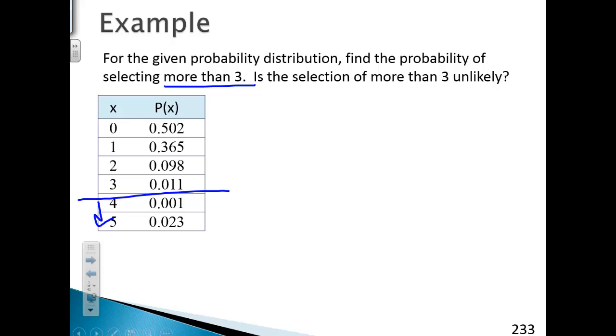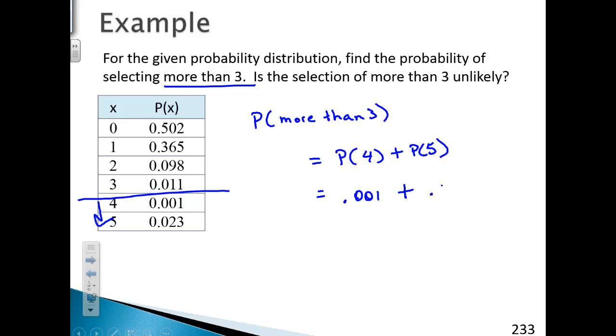So the probability of more than 3 is equal to the probability of 4 plus the probability of 5. Those two values are 0.001 and 0.023. So when we add together 0.001 and 0.023, we get 0.024.